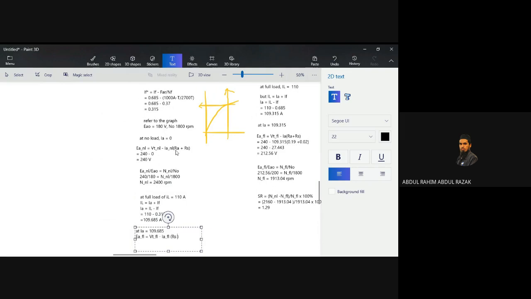So it depends on you whether you want to write the formula or not, but this will be of much help if you suddenly make a typo error or mistake. You will still retain your marks for calculation steps.